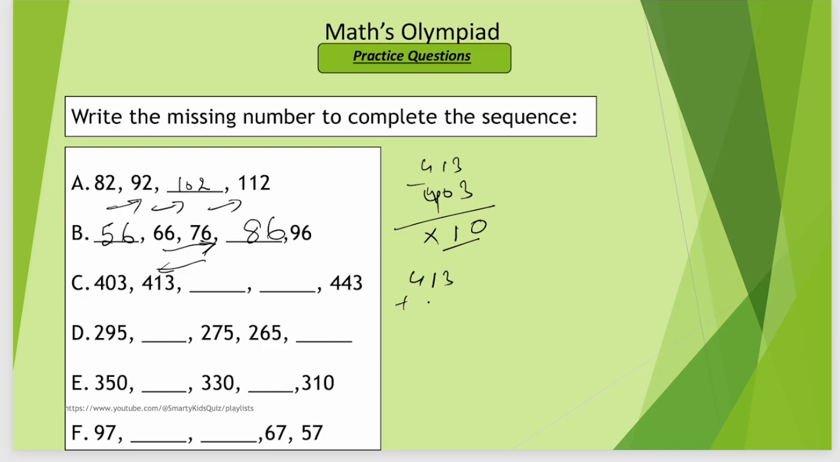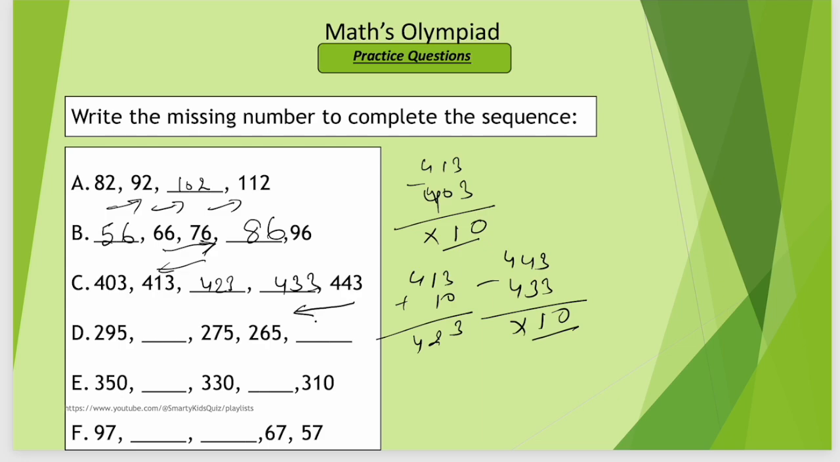413, just do plus 10. 3, 1 plus 1, 2, 423. So just write here 423. Again increased by 10. So you just write here 433. And then increased by 10, 443. You can test also. You can write 443 and 433. Just do minus. 3 minus 3 is 0. 4 minus 3, 1. 4 minus 4 cancel. So see here, decreased by 10. So from here, if you go this direction, it will decrease. If you come this direction, it will increase. Okay.